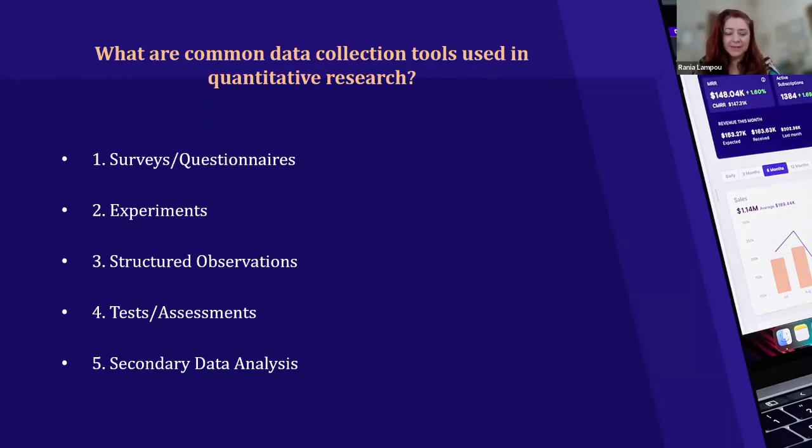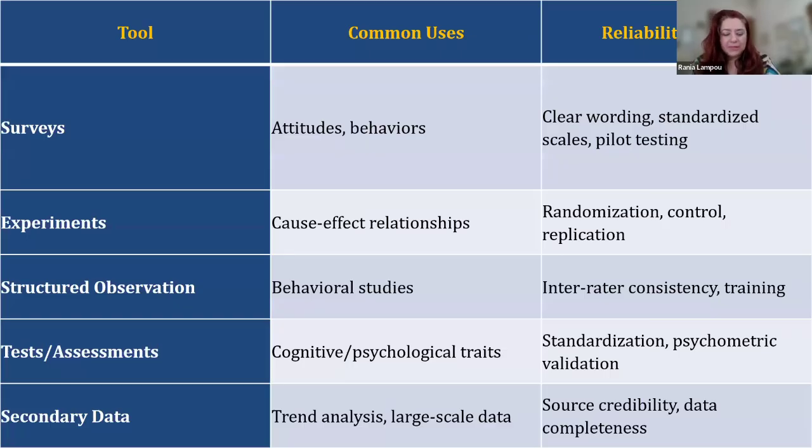The secondary data analysis is the use of existing data sets, such as census data or institutional databases, in order to analyze large-scale trends or test a hypothesis without original data collection. So what is the reliability here? It depends on the original source and data collection methods. Government or institutional data often has high reliability, but limitations exist in terms of control over variables. So here we can see the common uses and reliability factors of each of these tools.